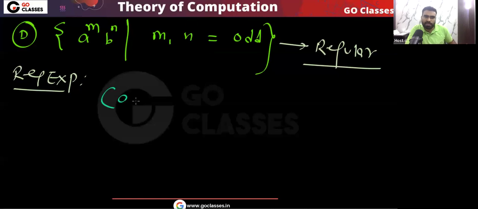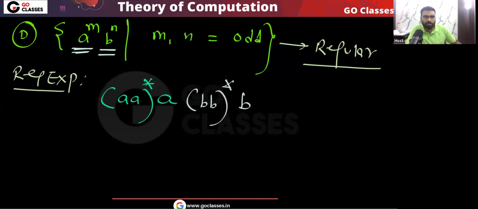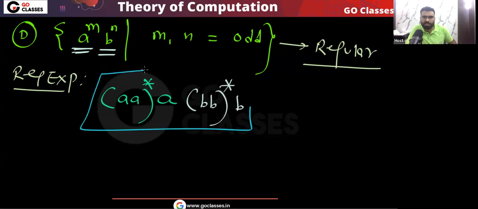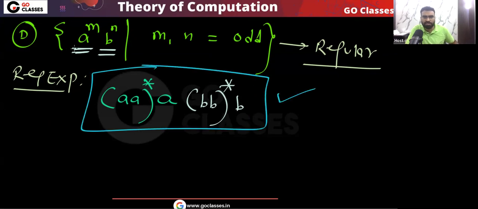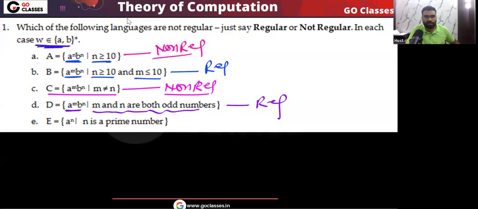It's like this: double A whole star A. So this is your A odd followed by B odd. Remember, it's like this: A then B. After A, B should come. So you can see these are the odd number of A's followed by odd number of B's. This is your regular expression. Is this clear? Very simple. Because you can see A's followed by B's.